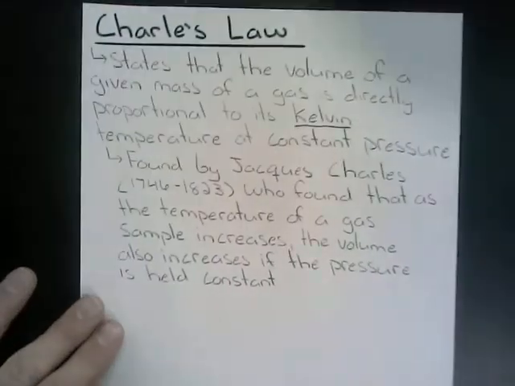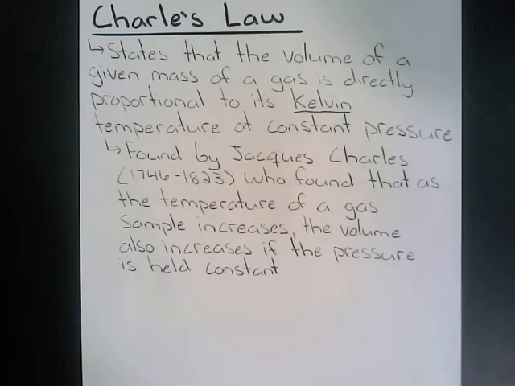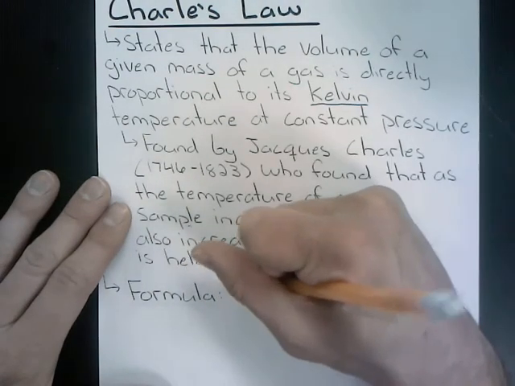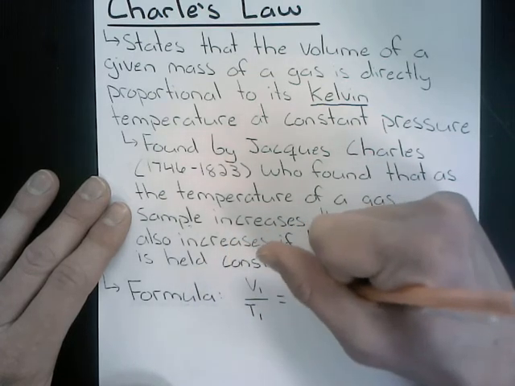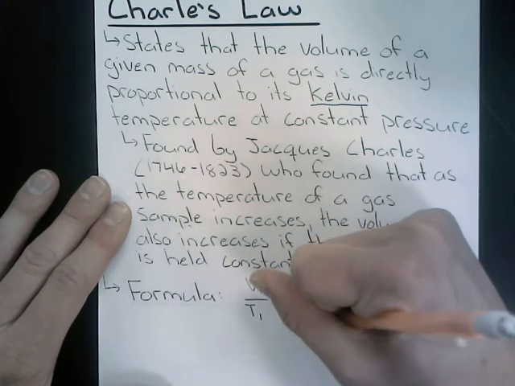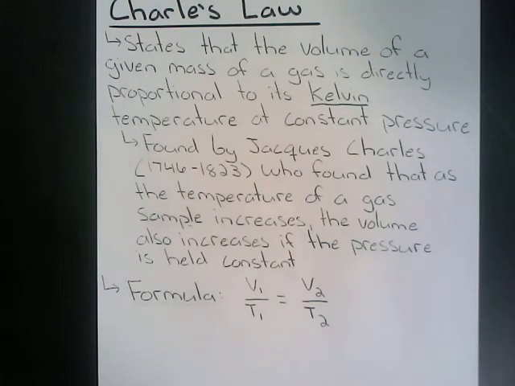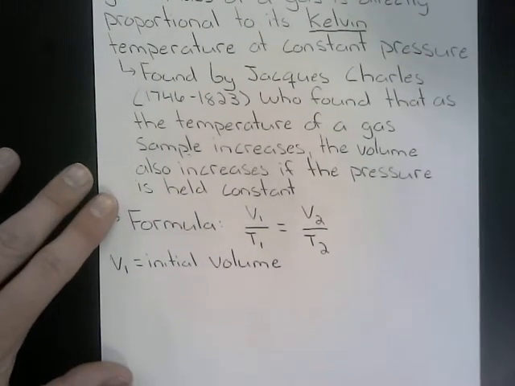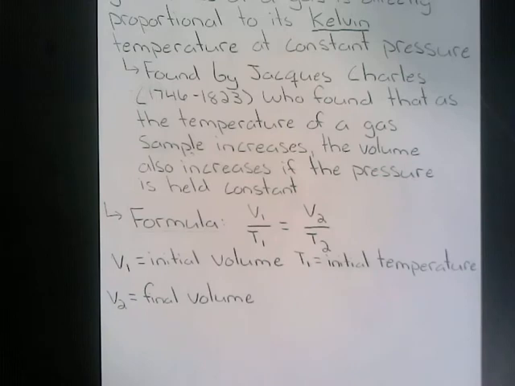Okay, so what we can do here, just like we did with Boyle's Law, is we can have a formula for Charles' Law. And so our formula is V1 over T1 equals V2 divided by T2. Again, V1 is our initial volume, T1 is our initial temperature, V2 is the final volume, and T2 is the final temperature.